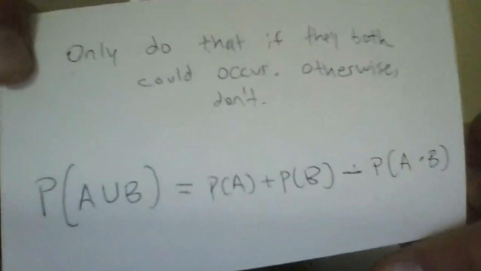Only add them. But if you're like, wait, those two things could happen at once, for example, windy and raining. Oh, those things could happen at once. So you would subtract the probability of them both happening at the same time so you don't count it twice. That's the reason why that's on there.